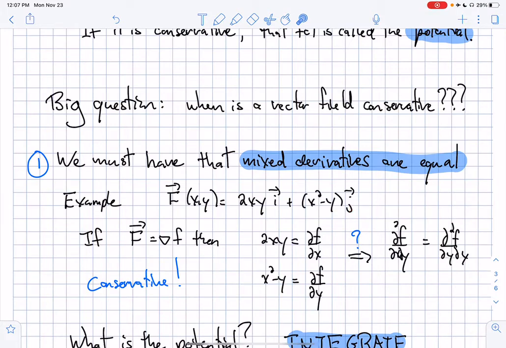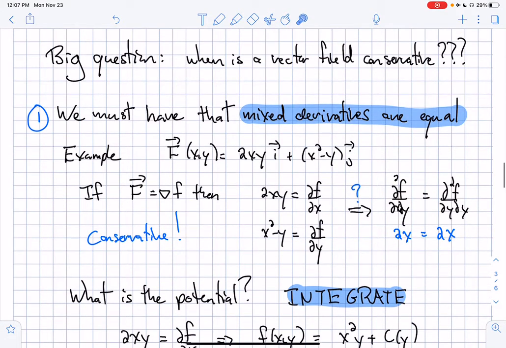So if this is actually the gradient of a function little f, then 2xy is the x derivative of that function, and x squared minus y is the y derivative. But we know that the mixed derivative has to be equal. So when I take the derivative with respect to y, I should get the same thing as when I take the x derivative of this guy. And this is the case here because I get 2x for the first and 2x for the other. So they're equal. And when the mixed derivatives are equal, so it's conservative, I can actually find the potential, the little function f, easily.